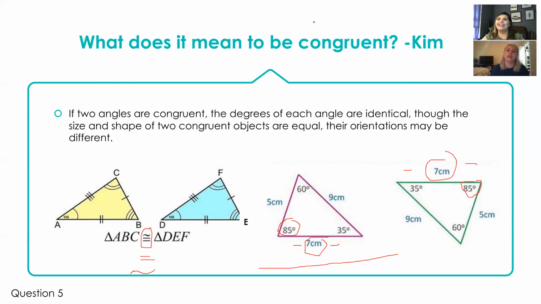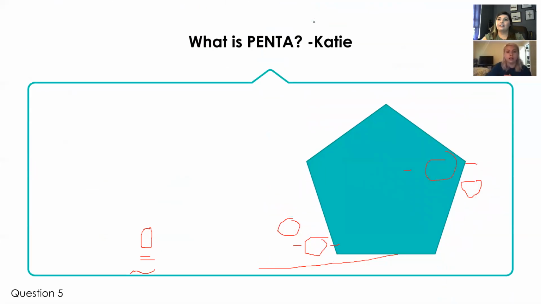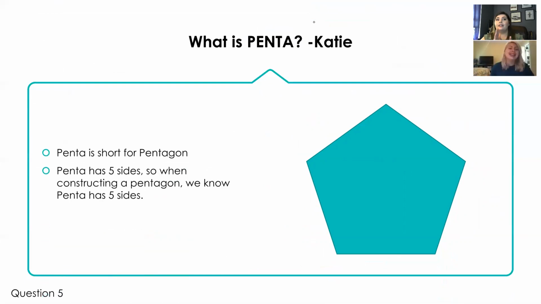Now that we talked a little bit about that, we can move on to talking about our pentagon, or penta, I mean. PENTA is short for pentagon. So a penta or a pentagon has 5 sides. When we're constructing a pentagon, we know that it should equal 5 sides.